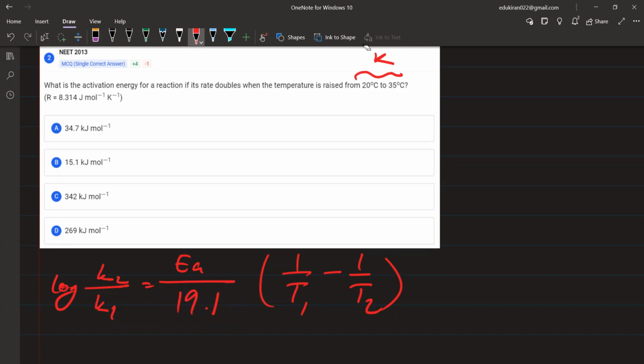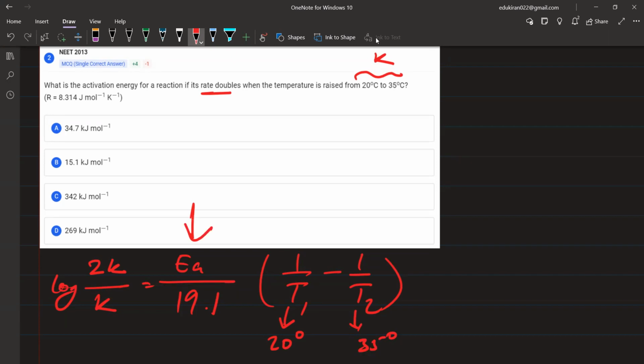19.1 कर लीजिए. K2, they are saying the rate doubles. K2 आप ले लीजिए 2K and K1 को ले लीजिए आप K. T1 को लीजिएगा आप 20 डिग्री सेल्सियस and T2 को लीजिएगा आप 35 डिग्री सेल्सियस after converting to the Kelvin scale, and then you can find out the value of EA. आप सिर्फ कैलकुलेशन बचाए यहाँ पे, nothing else.